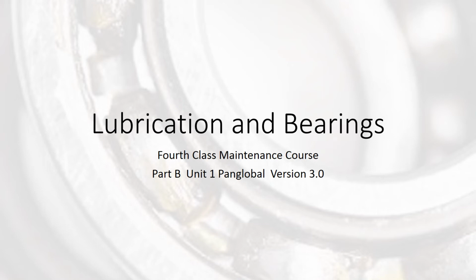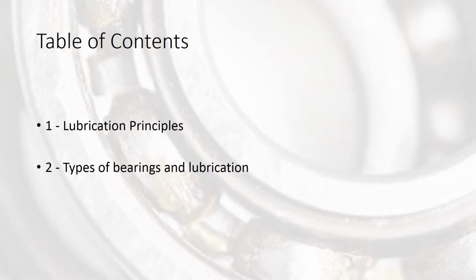This course on lubrication and bearings comes from the 4th class maintenance Pan Global, Part B, Unit 1, version 3.0. The two chapters being covered will be the lubrication principles and the type of bearings and lubrication.